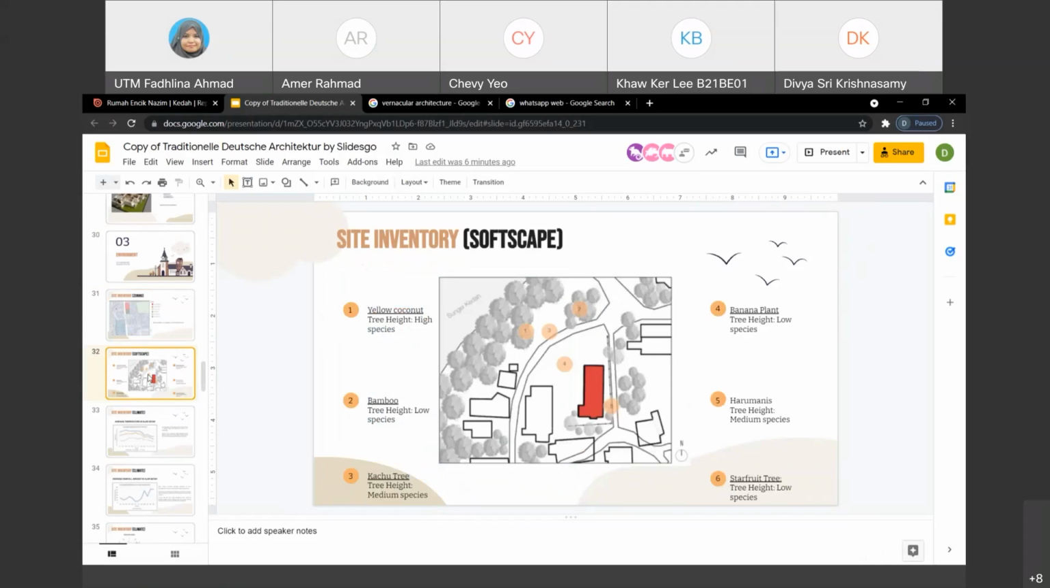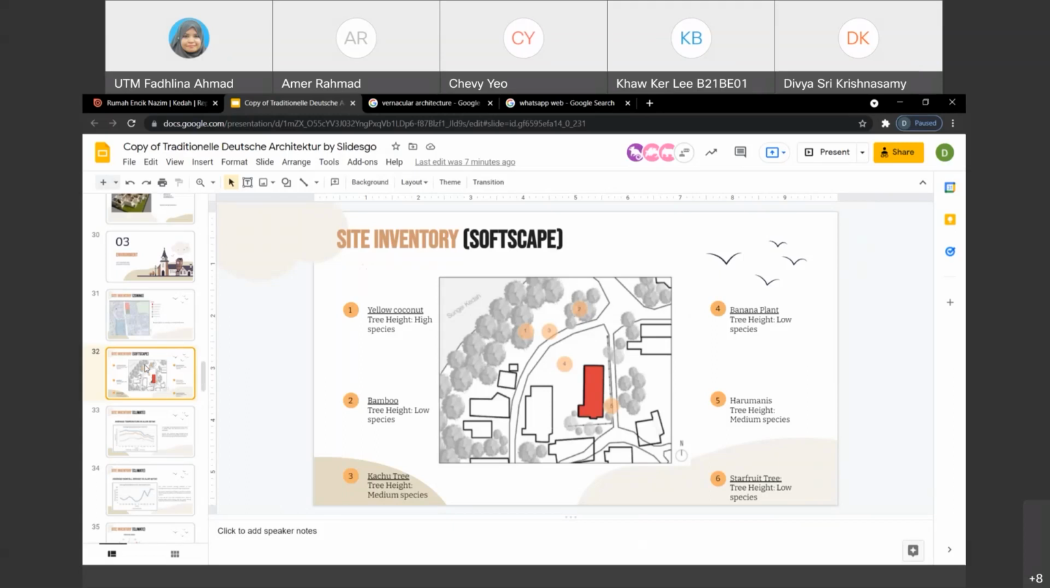So here is the softscape around the house. Yellow coconut tree, the tree height, the characteristic is high species because it is over 20 meters. Second one is bamboo, low species. Then kachu tree, medium species. Banana plant, low species. Harum manis in front of the house, medium species.